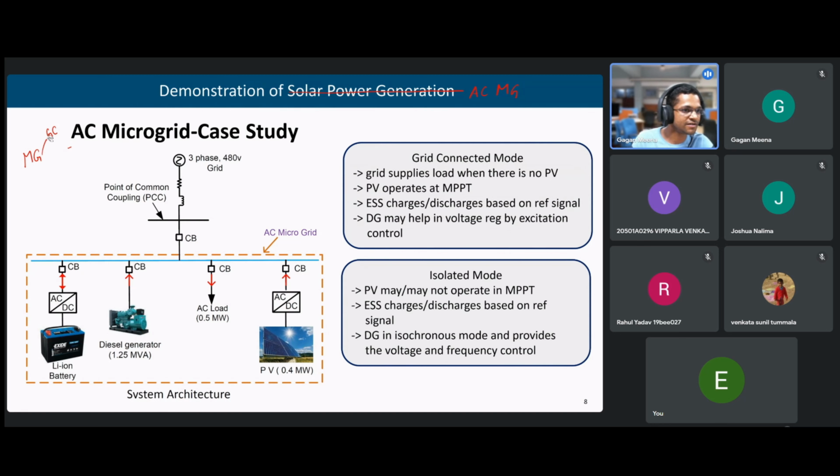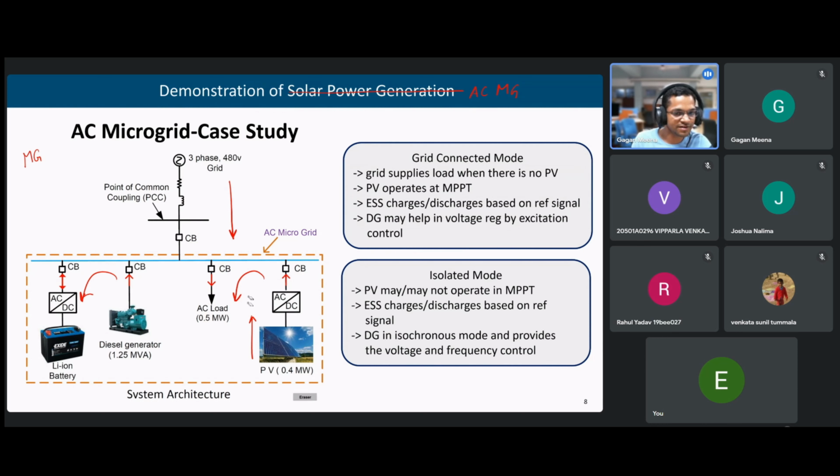In the grid connected mode, what will happen? This microgrid is already connected to the grid, so you can take power from the grid. The PV panel will be operating at its maximum power point, generating maximum power. It will first satisfy the load, and if there is extra generation, it can charge the battery also. Excess power will usually be stored in the battery itself.